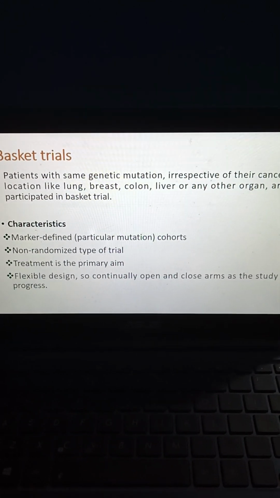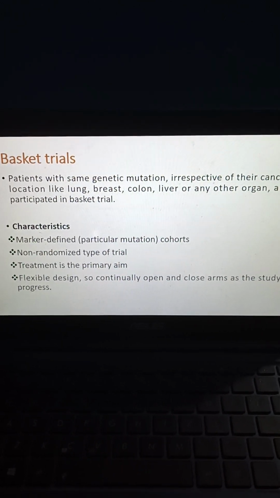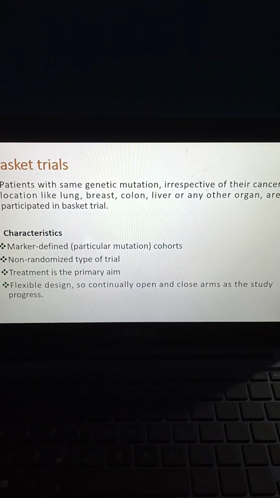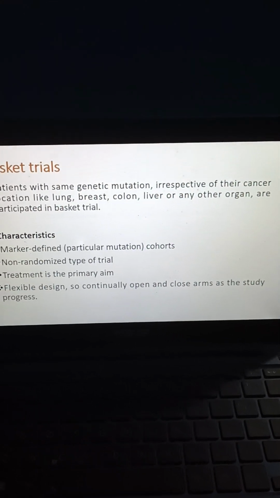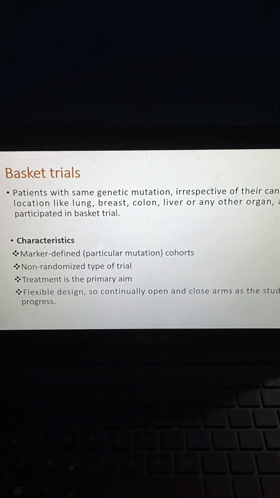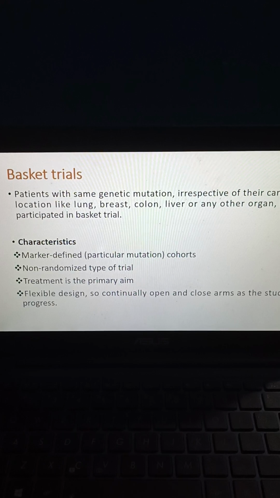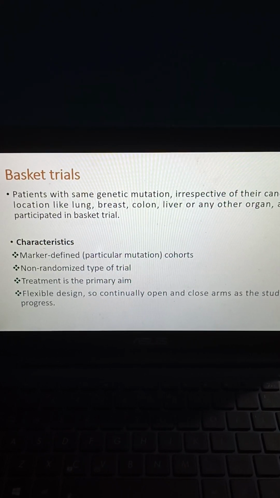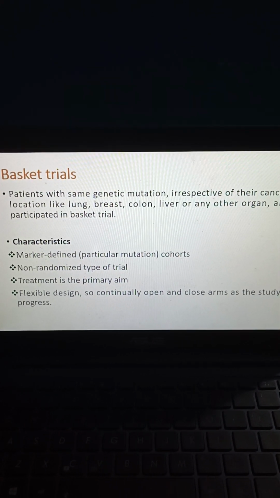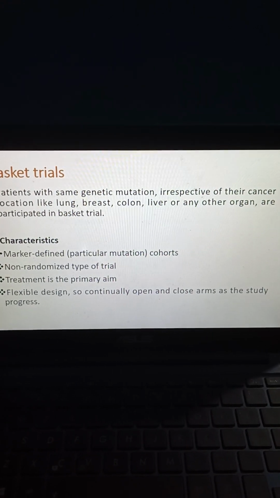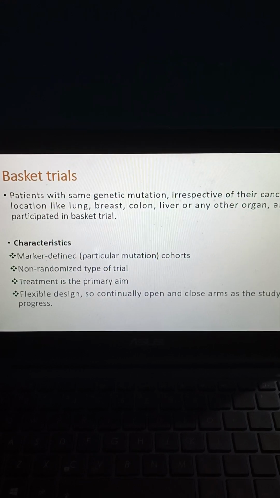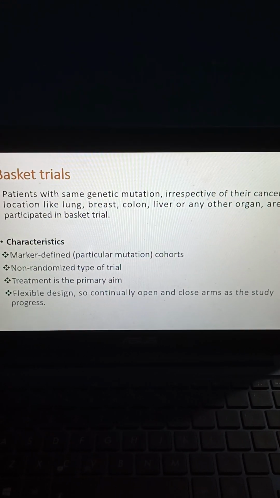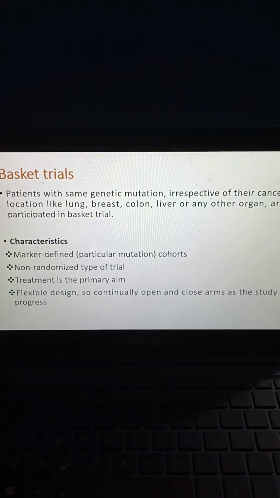Coming to basket trials, patients with the same genetic mutation, irrespective of their cancer location, like lung, breast, colon, liver, or any other organ, participate in a basket trial. Characteristics: marker-defined particular mutation cohorts, a non-randomized type of trial, and treatment is the primary aim of this trial.